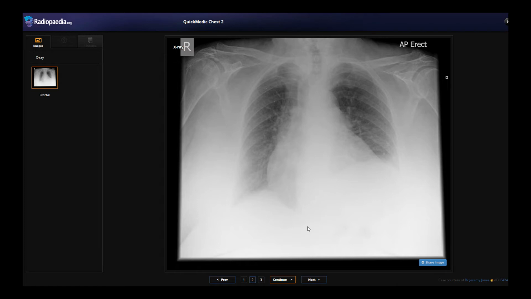Now, there's no patient information provided about this. This is a case contributed by Dr. Jeremy Jones, Radiopedia. I think it quite nicely highlights a couple of things.